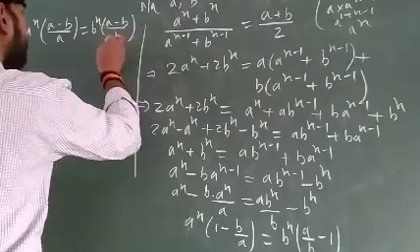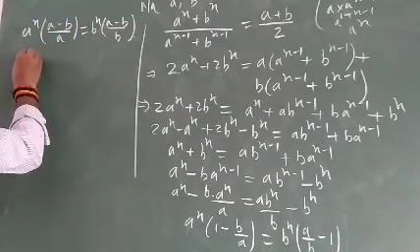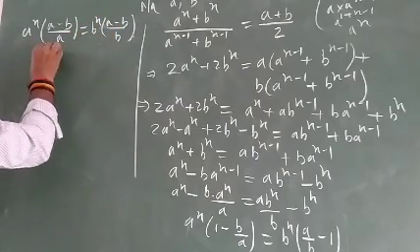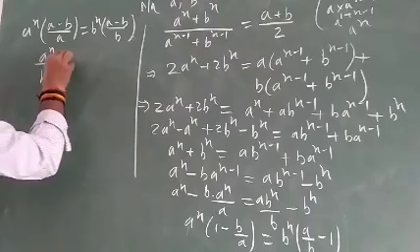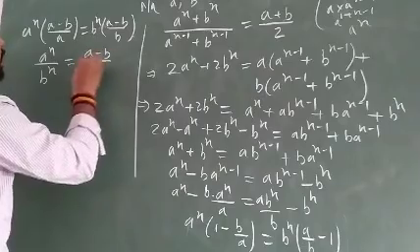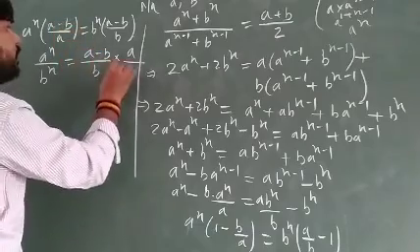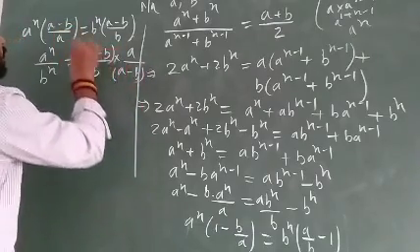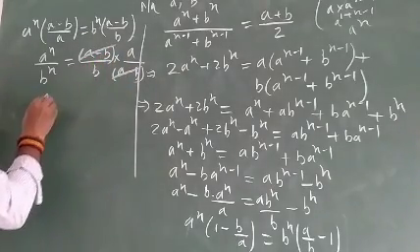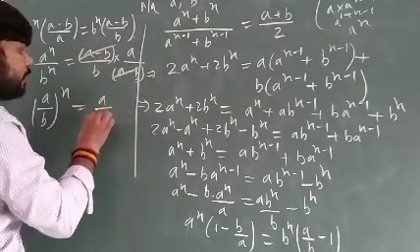On simplifying this term, you will find that a minus b and a minus b both can be simplified, and now you will get this whole term to this side and this term to this side. You will get a^n upon b^n equals to a minus b upon b into a upon a minus b, and this a minus b and this a minus b can be simplified, and you will get a by b. Means a^n upon b^n can be written as (a by b) whole power n.